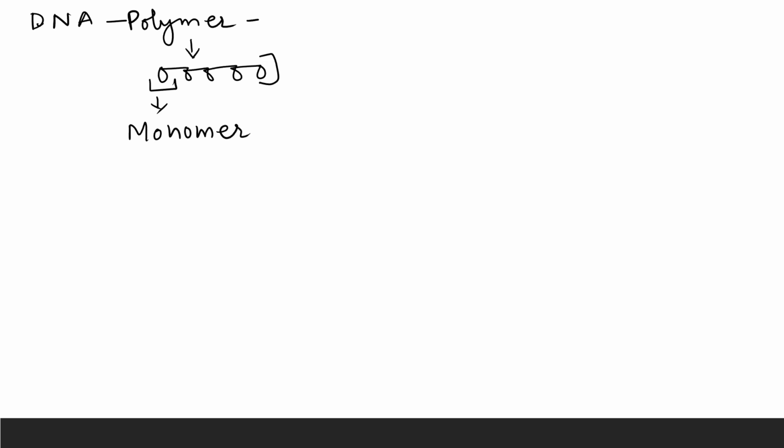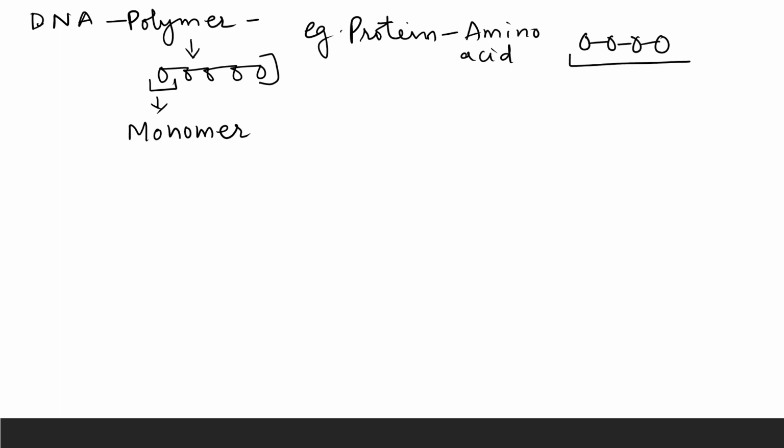So there are other things also present in our human body which are polymers. For example, protein is a polymer, right? And what is the monomer of protein? Amino acid. So one protein is made up of so many amino acids. In other words, we can say the chain of amino acids is known as protein, right? And other things are also there. For example, we can say carbohydrates, right? So that is also a polymer, right? So there are so many things in a human body which are polymers, right?